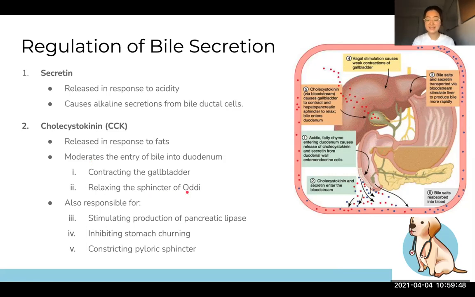Cholecystokinin also relaxes the sphincter of Oddi, which is pretty much the opening to the duodenum from the pancreas and the bile ducts. If you relax that, all the bile is going to come into the duodenum to digest the fats. A couple of other things it does: it stimulates production of pancreatic lipase, which breaks down your fats, so if a lot of pancreatic lipase is being pumped out, that's going to help with the fat situation. It also inhibits stomach churning and constricts your pyloric sphincter to prevent more food from coming in.